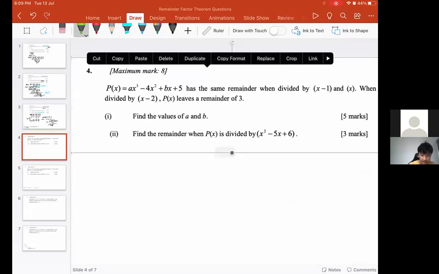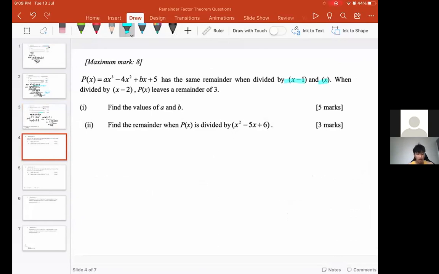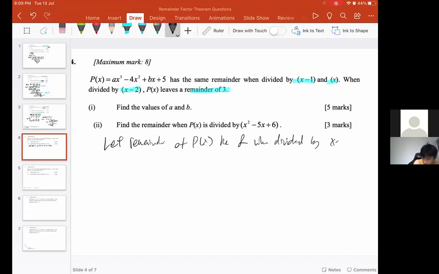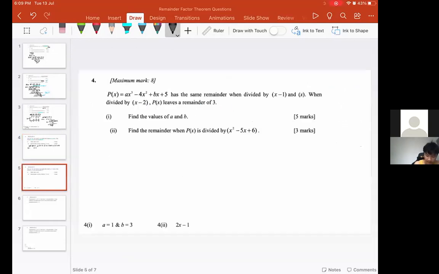So they tell us that there's a certain function here, which has the same remainder when divided by x minus 1 and x. When it's divided by x minus 2, it leaves a remainder of 3. So here we can say, let the remainder of p(x) be r when divided by x minus 1 and x. So once again, we want to substitute the values x equals 1 and x equals 0 into the equations, where we'll have r as the answer.